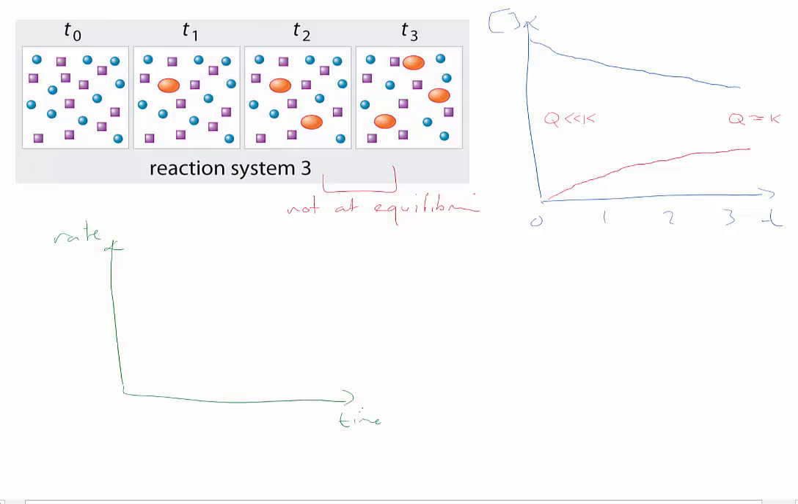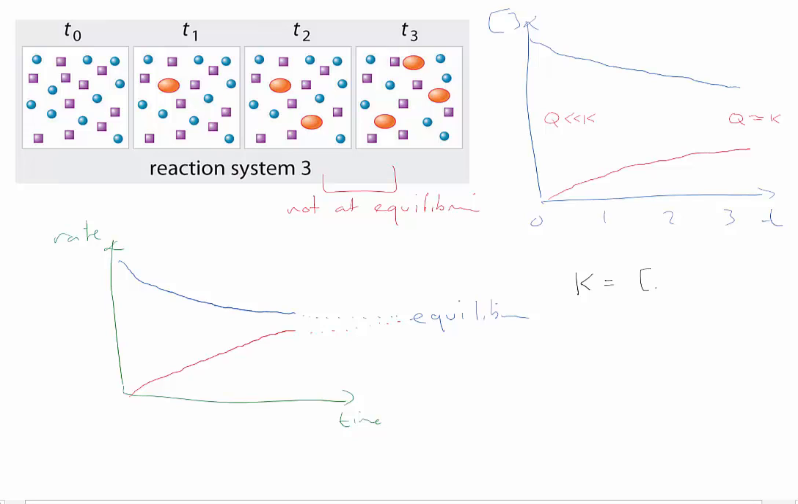It's not at equilibrium. So our rate versus time is going to have a curve for the decrease in the rate of reactants and an increase in the rate of products. But this also doesn't meet equilibrium. And you can see that it's a very slow rate because the slope is much lower.